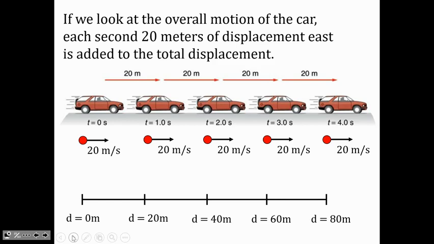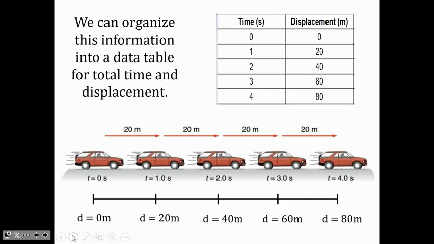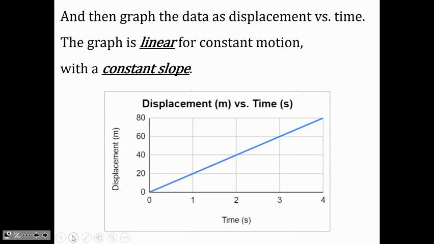Now, we can take all of these values and organize them into a data table. Let's make one column for time and one for displacement. And we can see that as time increases by 1 second, the displacement increases by 20 meters. So we can organize all of this into a data table and then graphically represent it with a graph. This is what we call a displacement versus time graph. And we can tell from this graph that we are looking at constant motion because the graph is linear. In other words, it's a straight line.